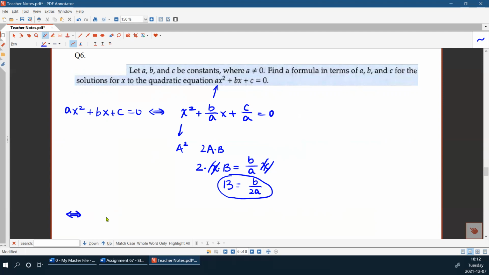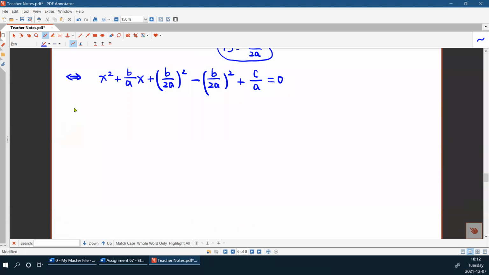So this is further equivalent to x squared plus b over a x, and then we need B squared, which is b over 2a squared. Because the equation in the previous step does not have this term, we need to subtract it from the equation in order to make it equivalent to the original equation. Then just copy the rest of the terms, which is c over a equals 0, right?